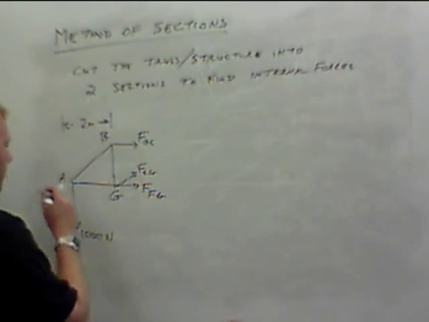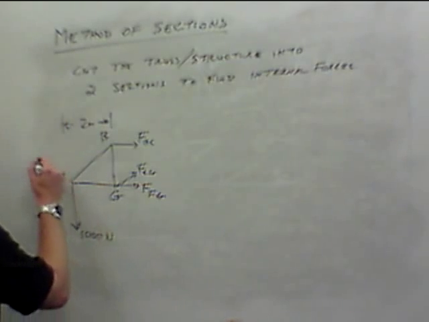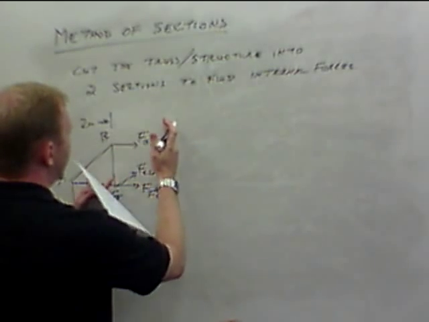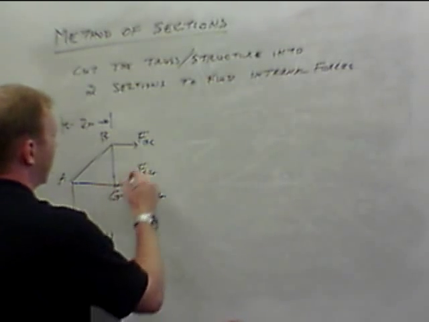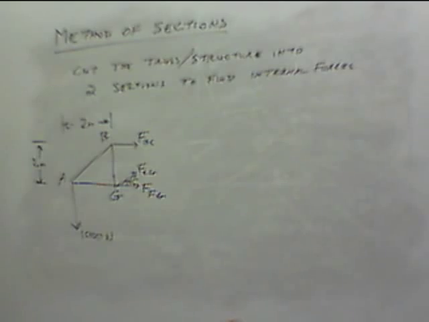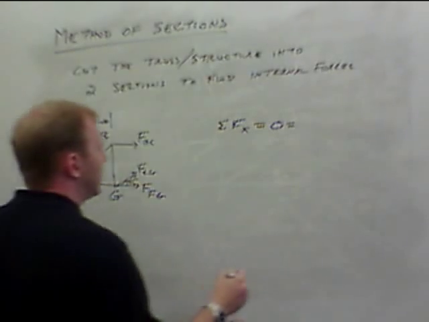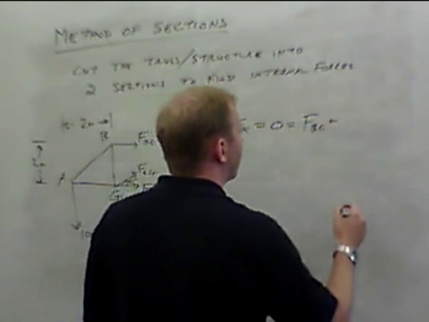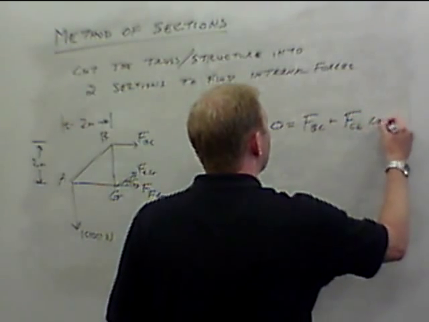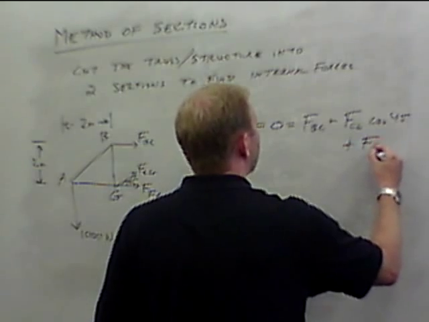Okay. Now, we can go ahead and do an analysis here. We're going to take the geometry here. This is still 2 meters. And if you recall, point C was also over here 2 meters, so up 2 over 2. This is a 45 degree angle here. FCG goes up at a 45. Okay, so we have summation of forces in the x equals 0. That's FBC plus FCG times the cosine of 45 plus, I'm running out of board space here, plus FG.